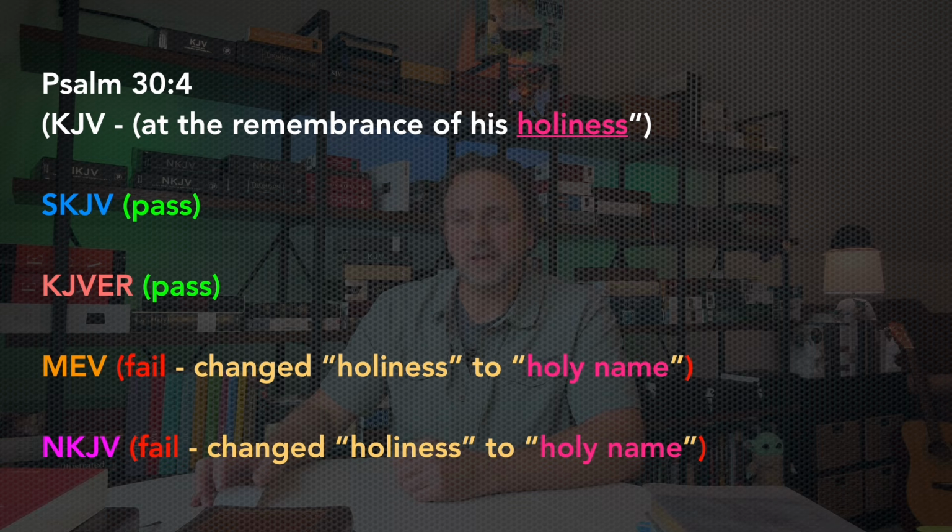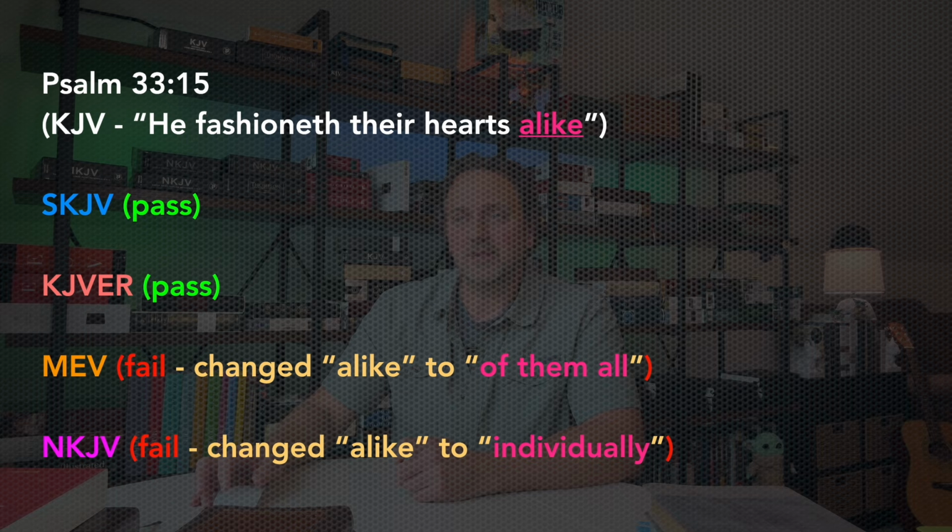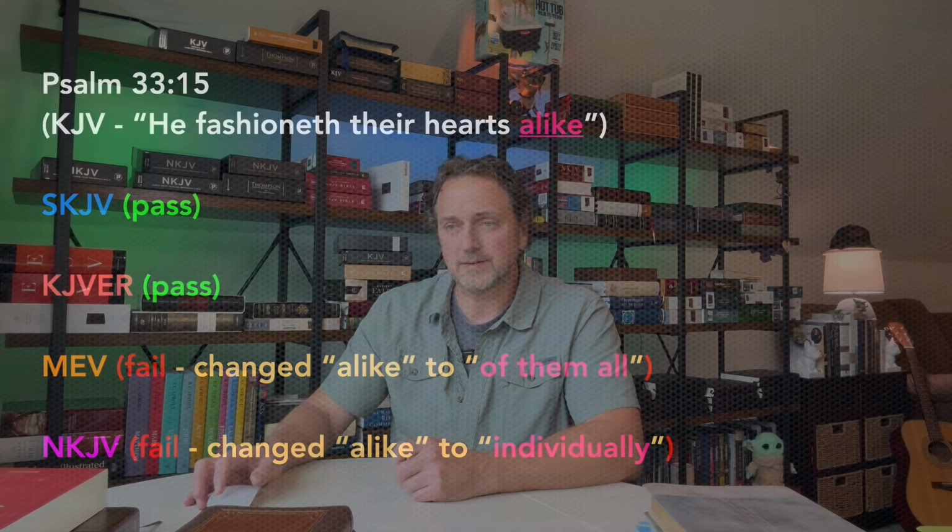SKJV and ER pass. MEV and the KJV fail. They change holiness to holy name. Psalm 33:15, KJV: "He fashioneth their hearts alike." SKJV, ER pass. MEV and the New King James failed. The MEV changes "alike" to "of them all," and then the New King James changes it to "individually."